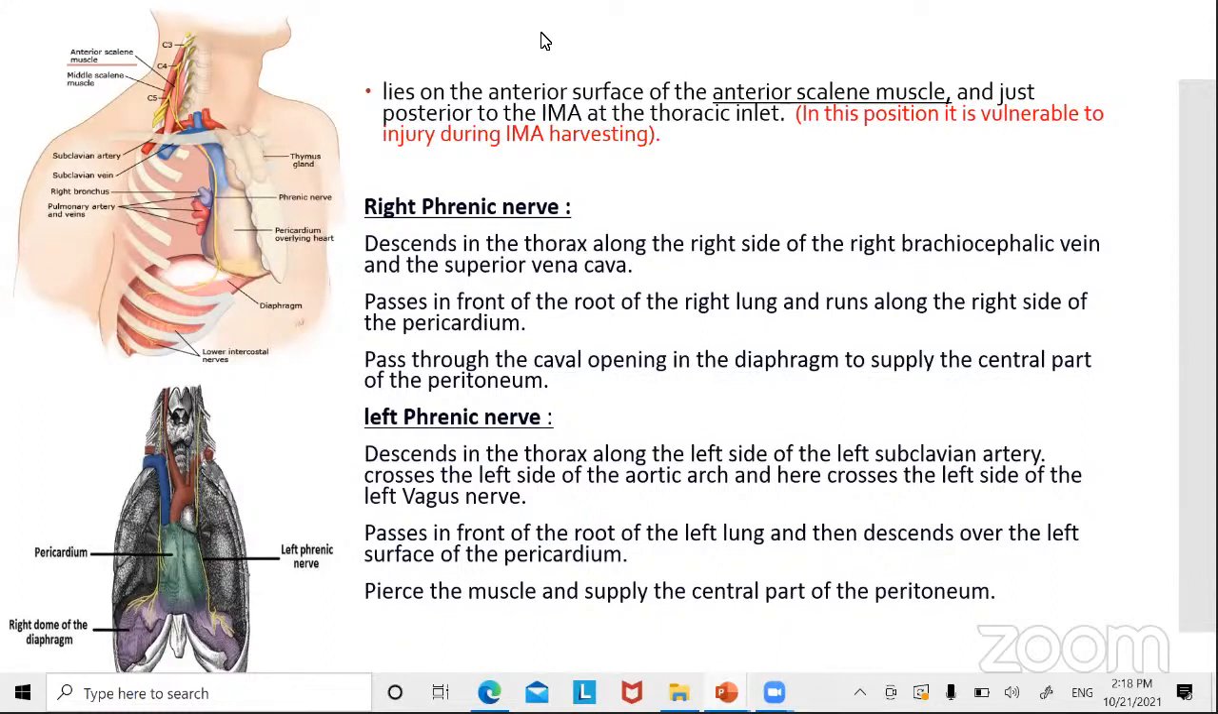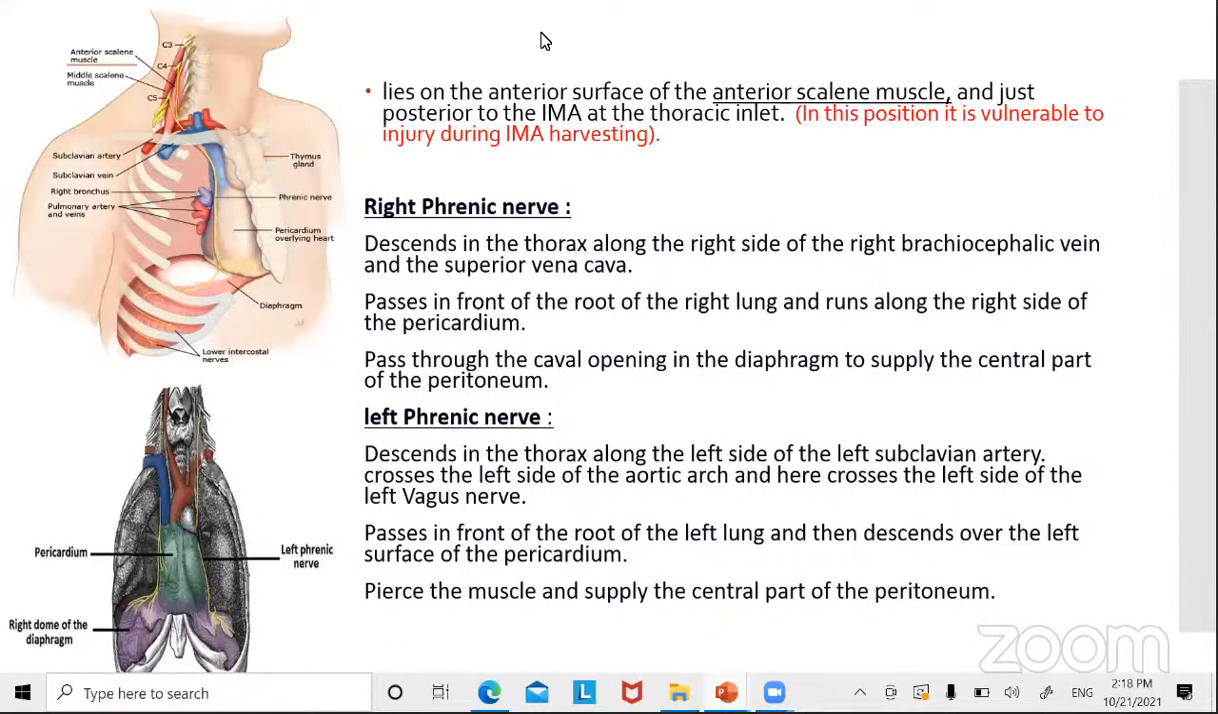So the right phrenic nerve descends in the thorax along the right side of the right brachiocephalic vein and the superior vena cava. It passes in front of the root of the right lung and runs along the right side of the pericardium, which separates the nerve from the right atrium. Then it descends on the right side of the inferior vena cava to the diaphragm. Its terminal branch passes through the caval opening in the diaphragm to supply the central part of the peritoneum.